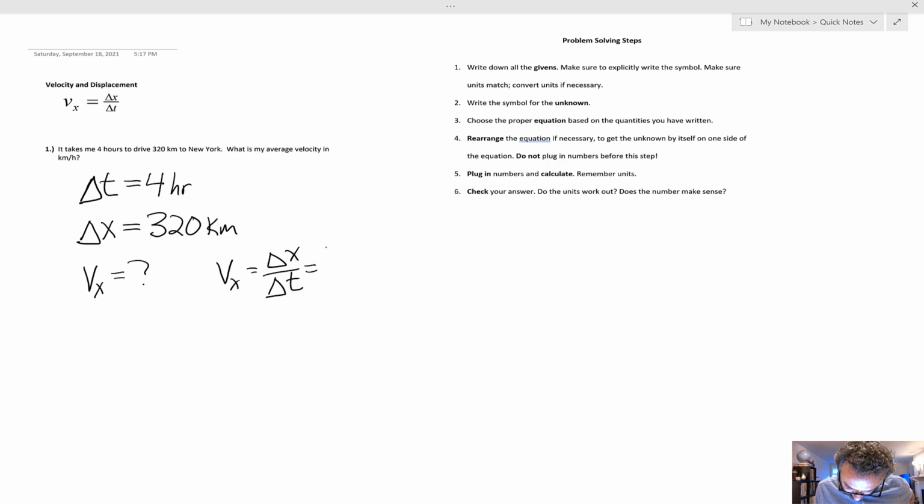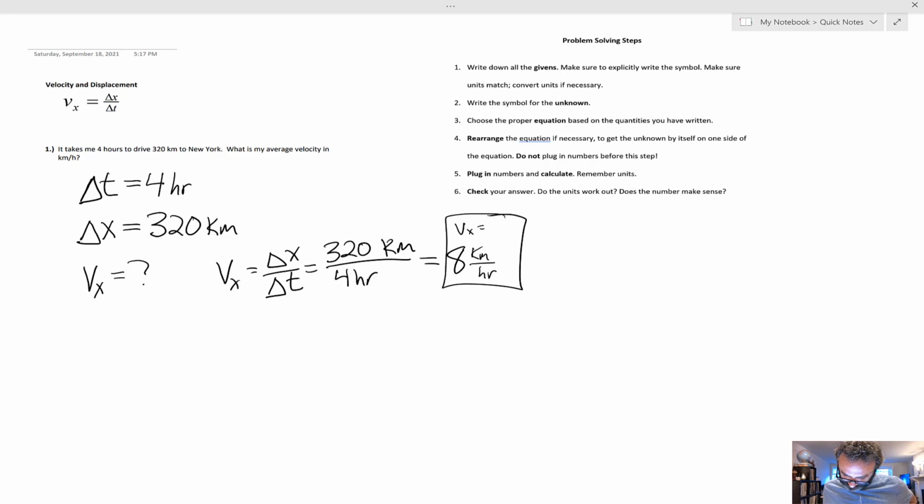My delta x is 320 kilometers. My delta t, I know, is 4 hours. Of course, I just need to do 320 divided by 4, which is, I think, 8. And the units I have are kilometers over hours. So, my velocity is 8 kilometers per hour. I'm sorry, 80, not 8. 320 divided by 4 is 80 kilometers per hour.